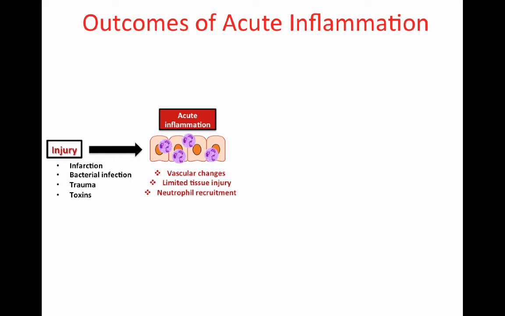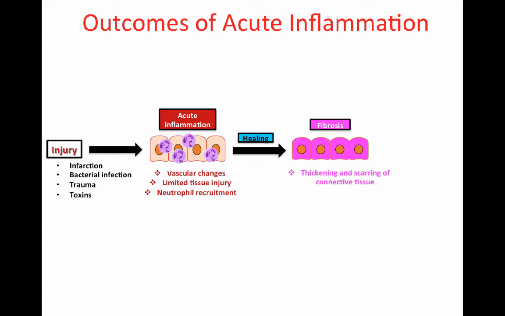Acute inflammation can directly lead to fibrosis, bypassing pus formation. As previously seen, fibrosis includes thickening and scarring of connective tissue, collagen deposition, and loss of function.